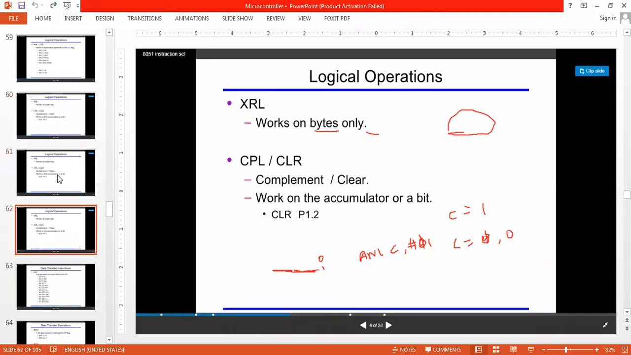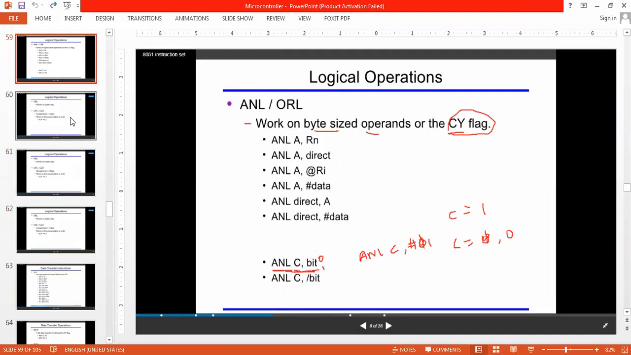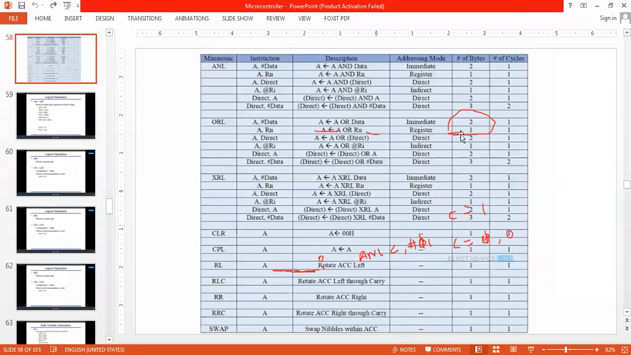Okay, one slide is missing here. Some 1 or 2 slides are missing, but not an issue. We have a complete set of instructions here.